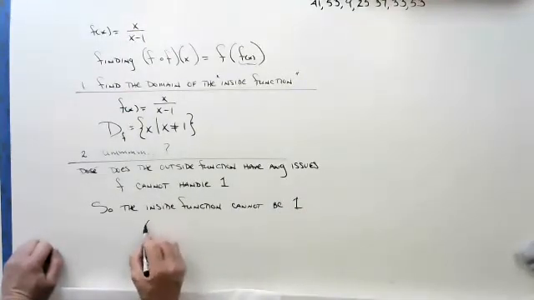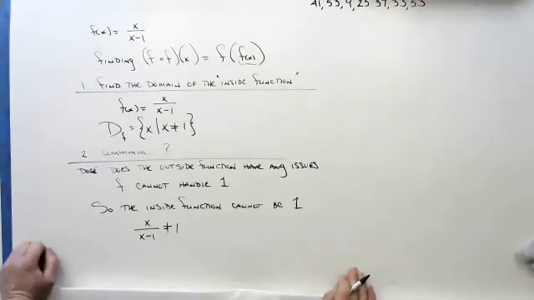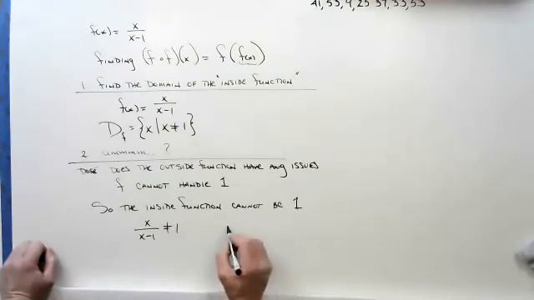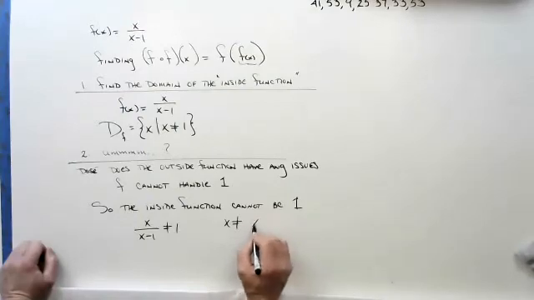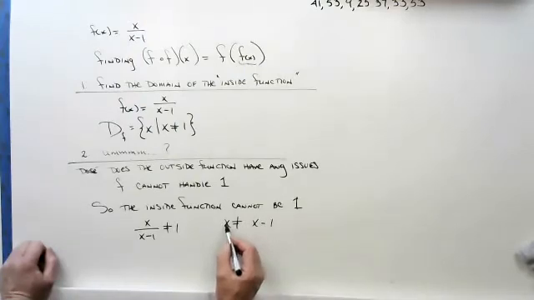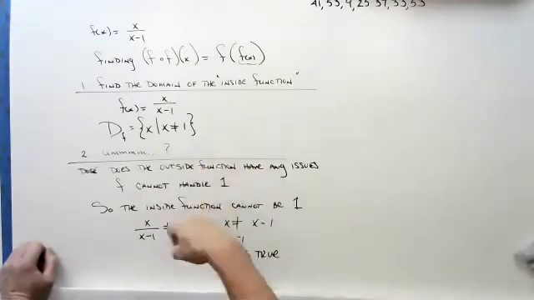Now, our inside function is x over x minus 1. That can't be 1. And now if we do our algebra, we multiply both sides by this, and we get x cannot be x minus 1, because this times 1 is itself. We bring the x over here, negative x, we get 0 cannot equal negative 1. That's always true. I think we all agree 0 is not negative 1. So what does that mean? There's no restrictions down here.